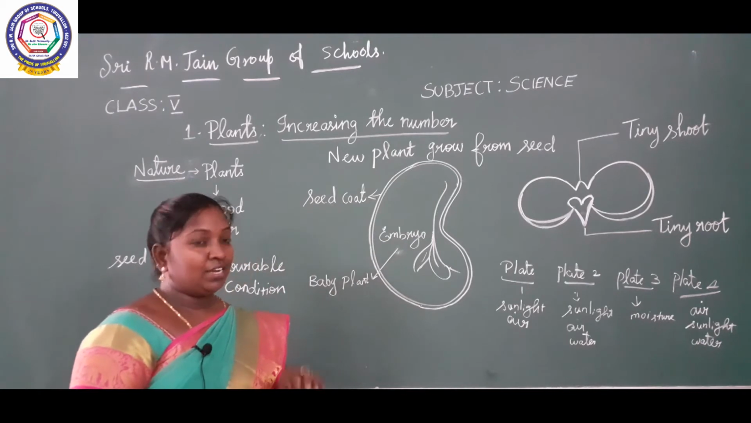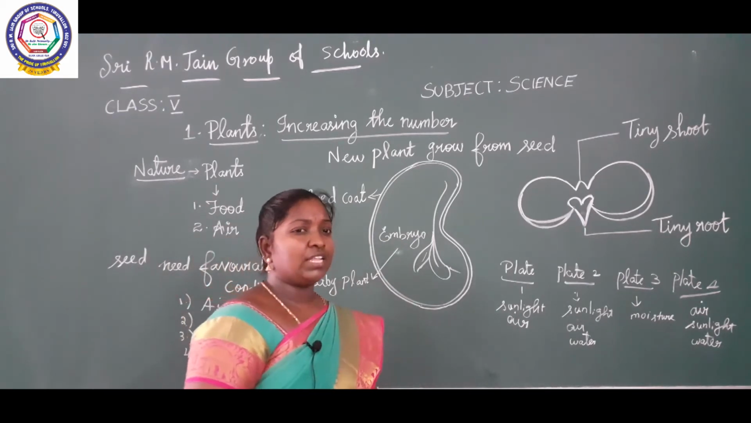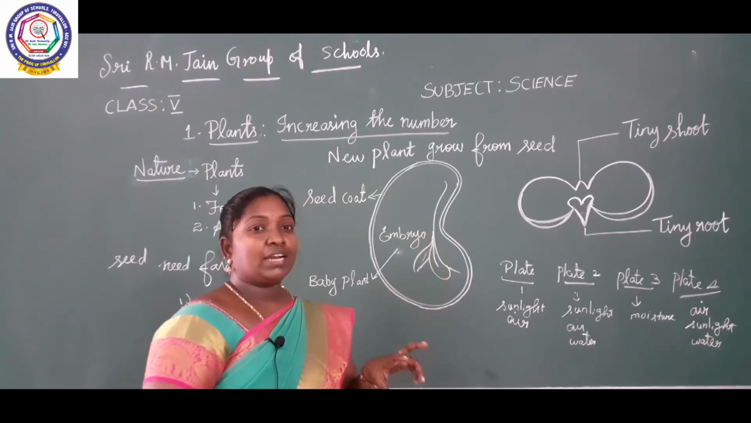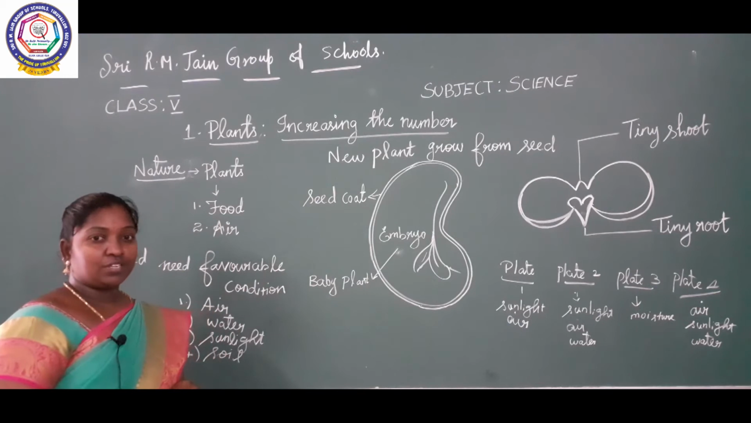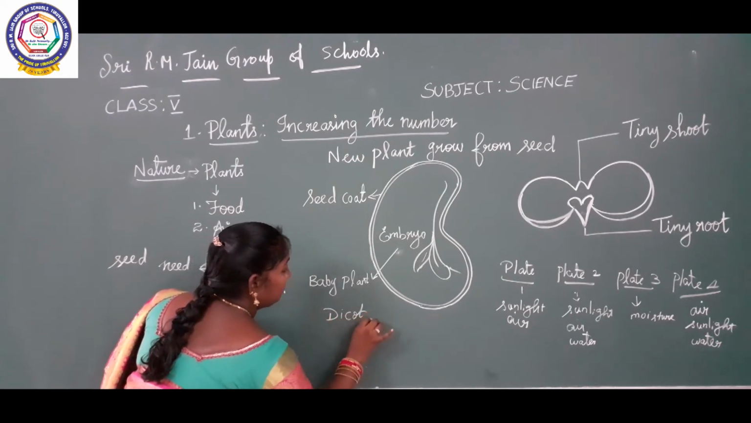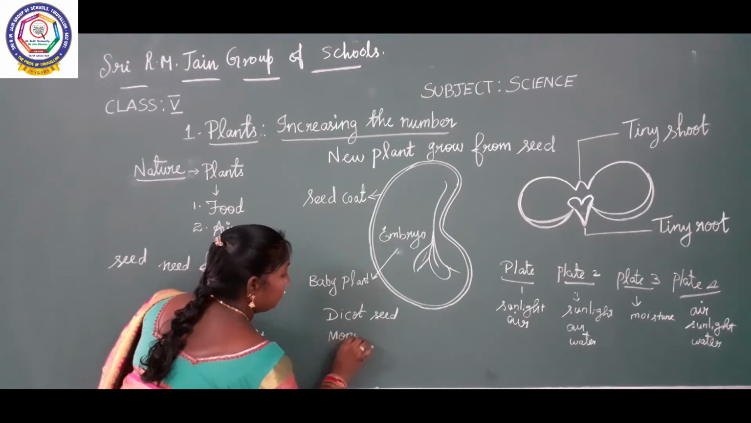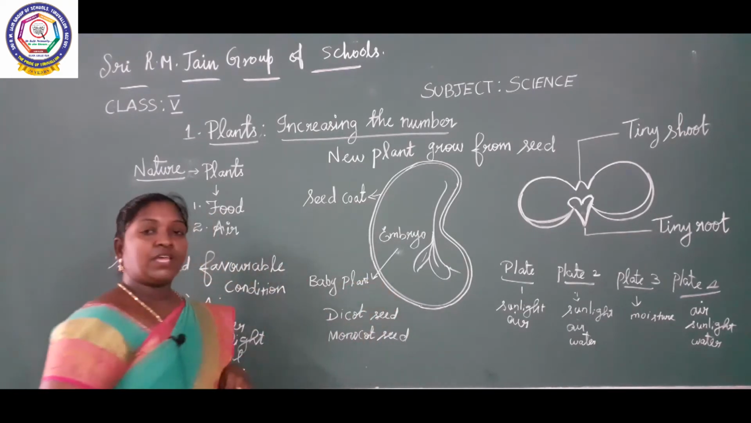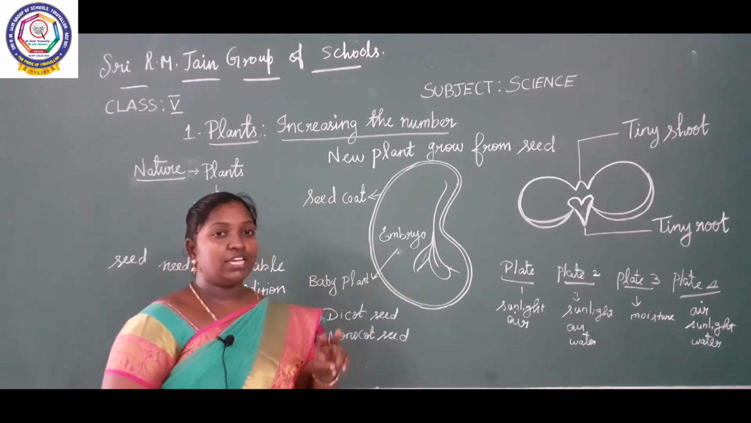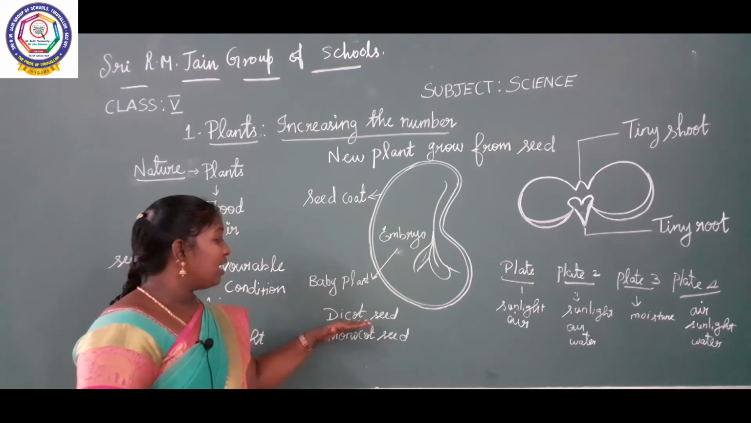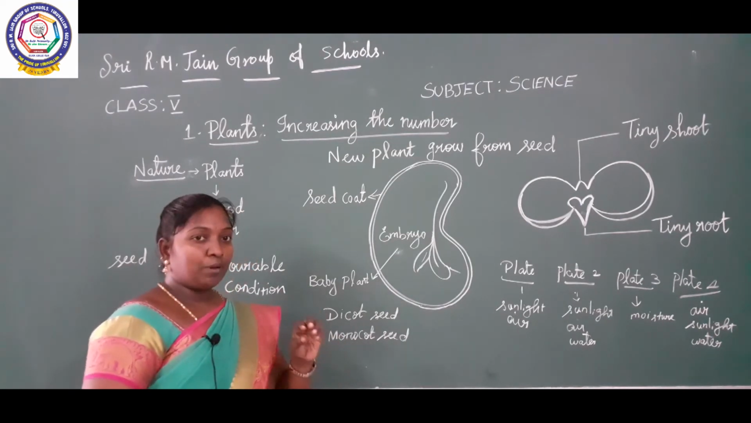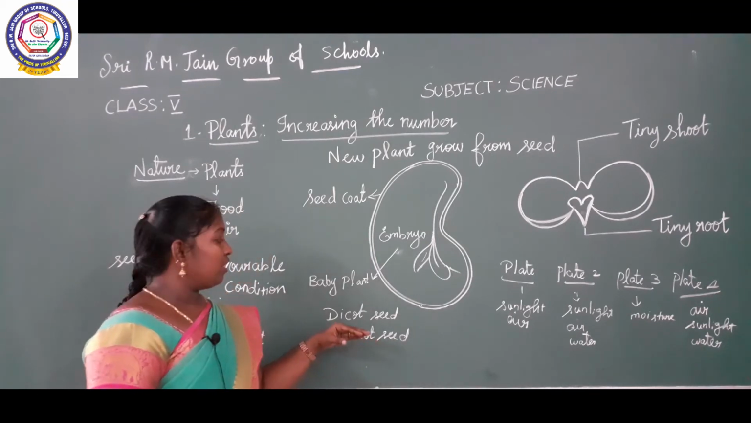Okay, I hope you understand. Now with the seed, how can we find another thing? There are 2 parts of a seed. I told you about the seed parts, no? Based on that, seeds are classified into 2 types: dicot seed and monocot seed. Dicot seed means the seed contains 2 leaves inside. Di means 2. If 2 leaves are present inside the seed, that is called a dicot seed. Monocot means, mono means 1, which means the seed contains only 1 leaf.